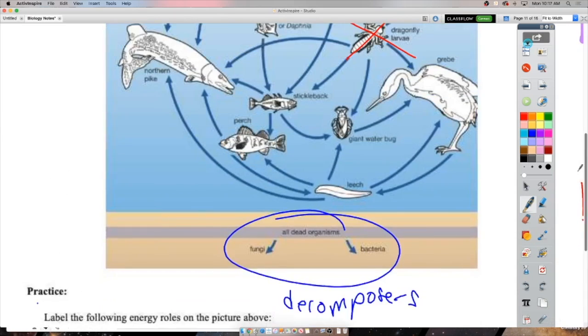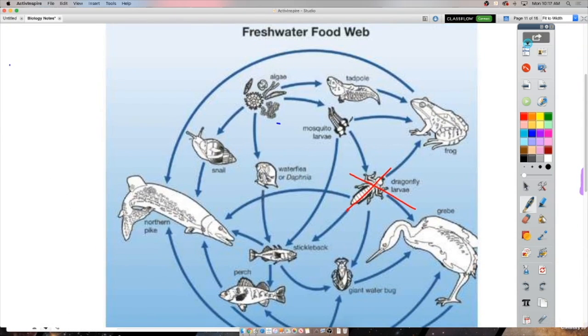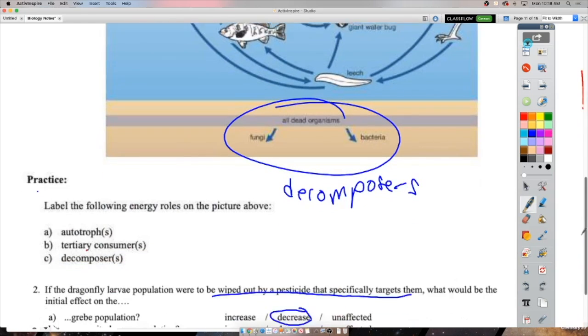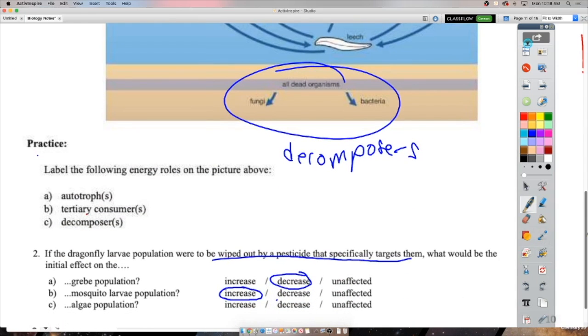What would happen to the mosquito larvae population? Well, the mosquito larvae population are a prey to the dragonfly larvae, right? They eat them. So if they have fewer predators, then their population is going to go up, right? So there will be more mosquito larvae because there'll be less dragonfly larvae to eat them. So increase. And then finally to the algae population.